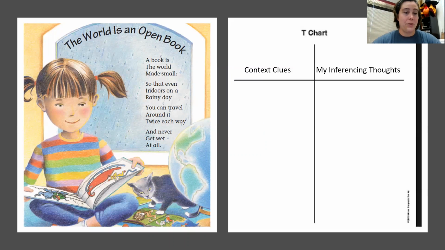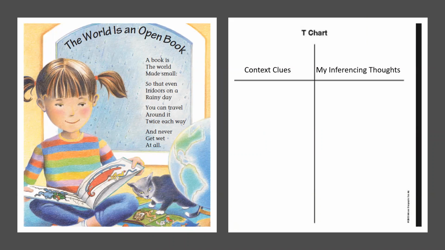Okay, boys and girls, so this is the poem that you are going to be watching me model how to use an inferencing skill. So we're going to be using the poem, "The World is an Open Book." And on the right-hand side of the screen, you can see that I have made a T-chart. So on the left-hand side of the chart, you have the context clues. So I'm going to be taking words from the poem and writing those clues on that side of the screen. But as you see on the right side, you have my inferencing thoughts. So I'm going to be writing down my thoughts based on the clues that are given in this poem.